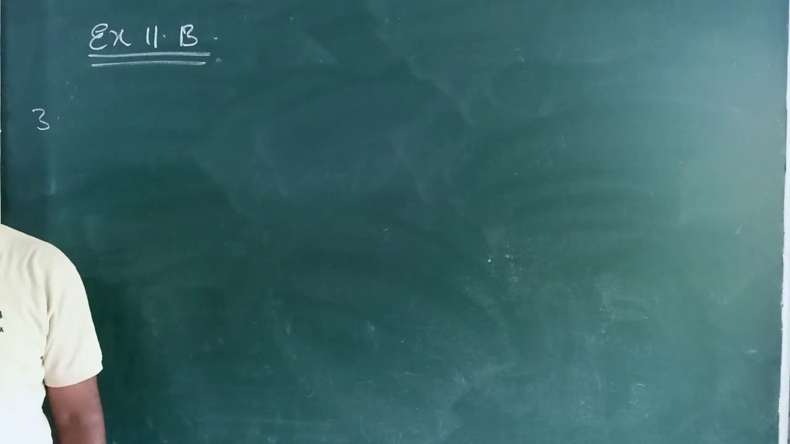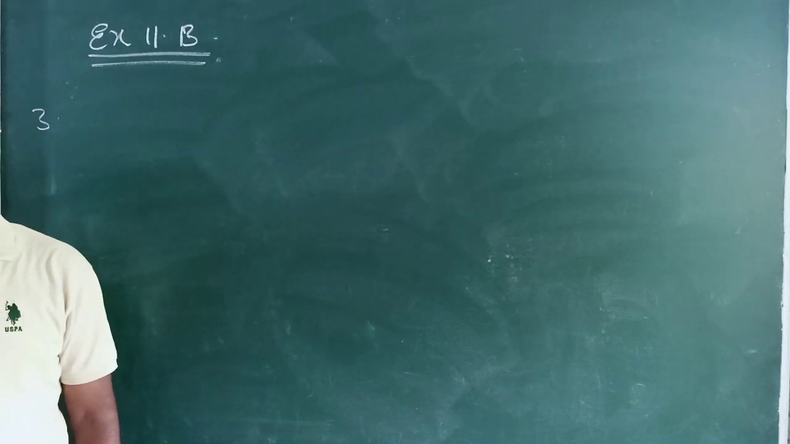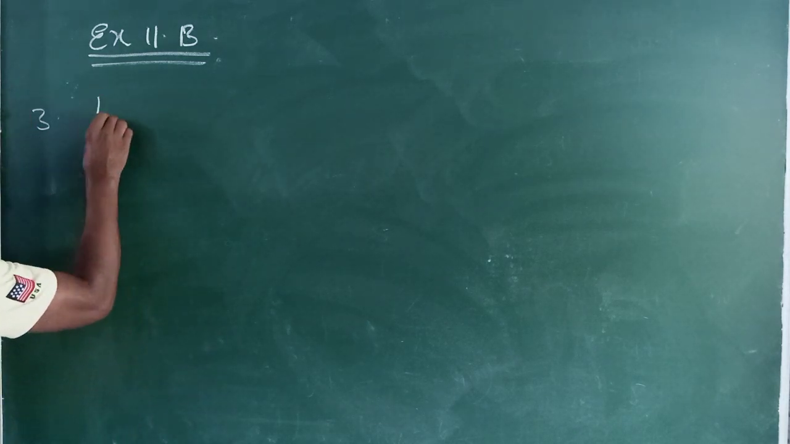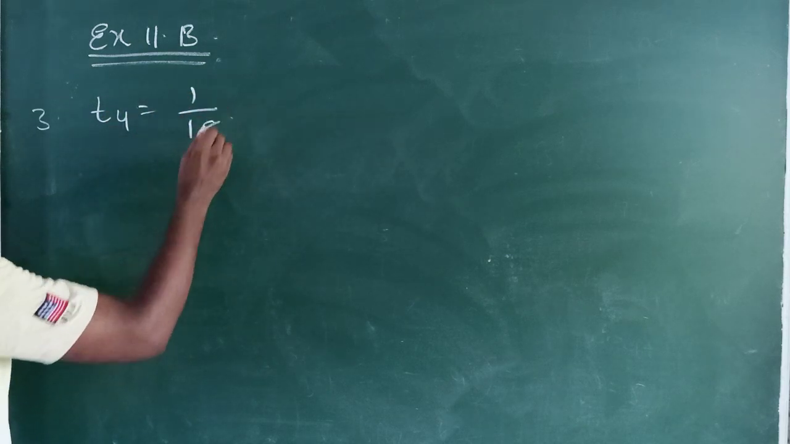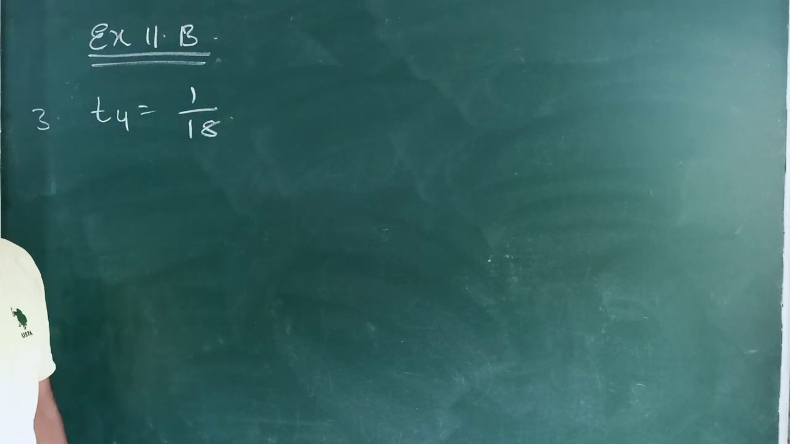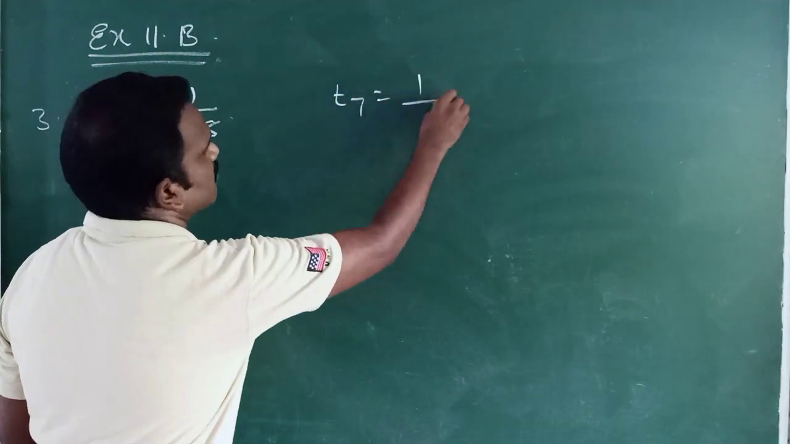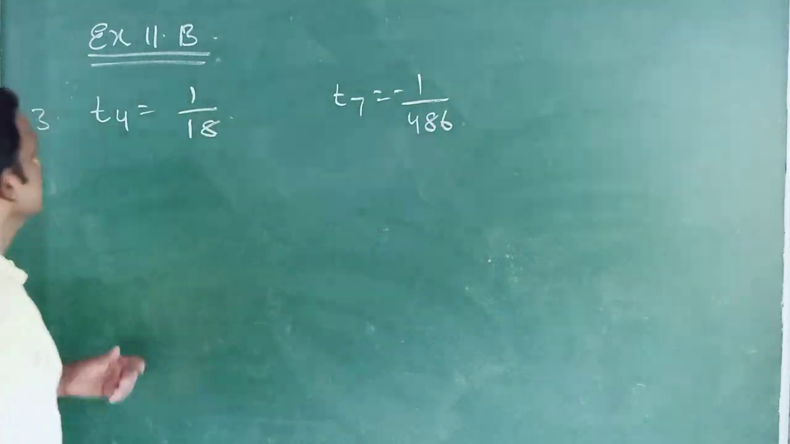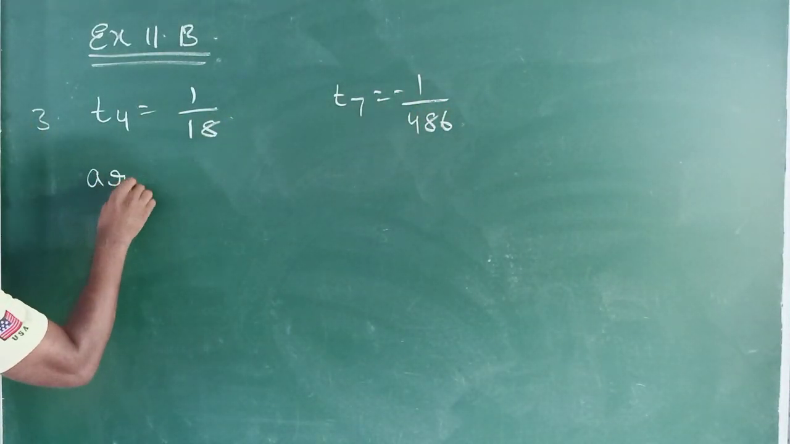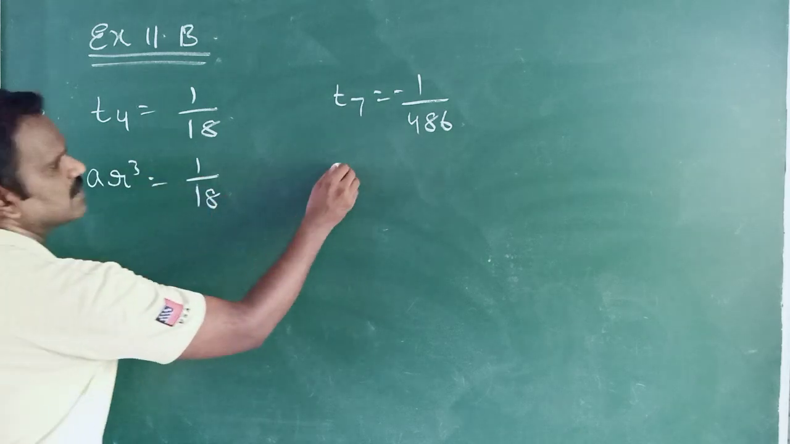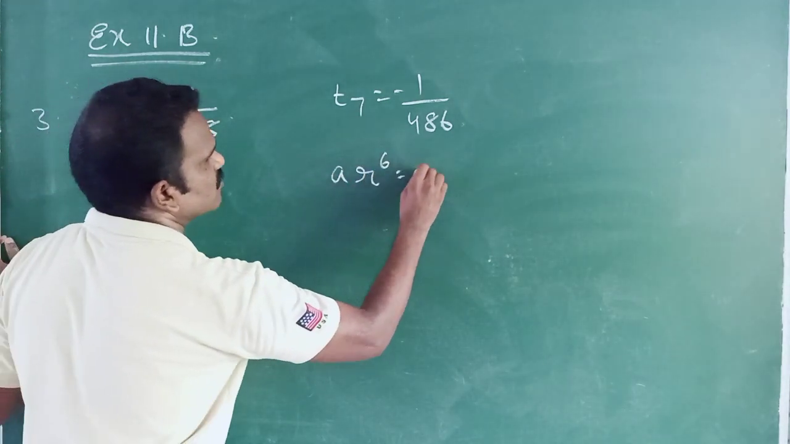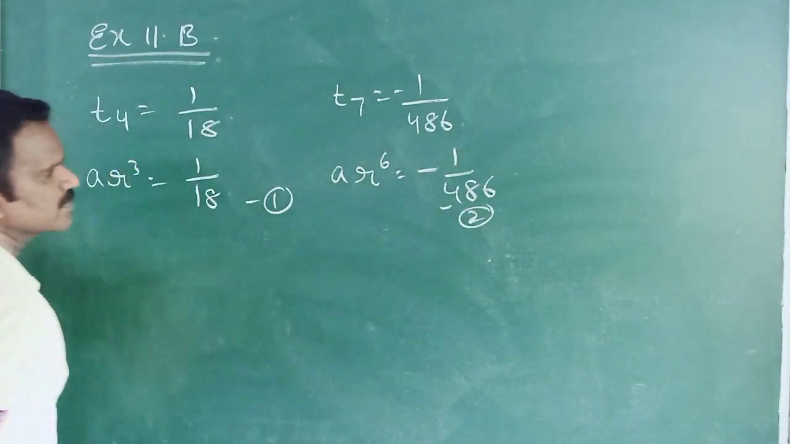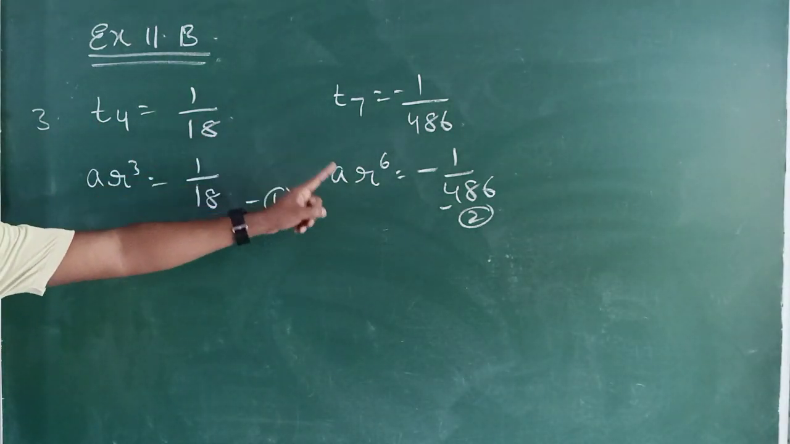In the third sum, he gave the fourth and seventh terms of a GP: 1 by 18 and minus 1 by 486. Look carefully. T4 is equal to 1 by 18. And what is the other one he gave? The seventh term, T7 is equal to minus 1 by 486. T4 means what? AR cube. AR cube is equal to 1 by 18. T7 means AR power 6 is equal to minus 1 by 486. This is equation 1, this is equation 2. T4 means AR cube, T7 means AR power 6.